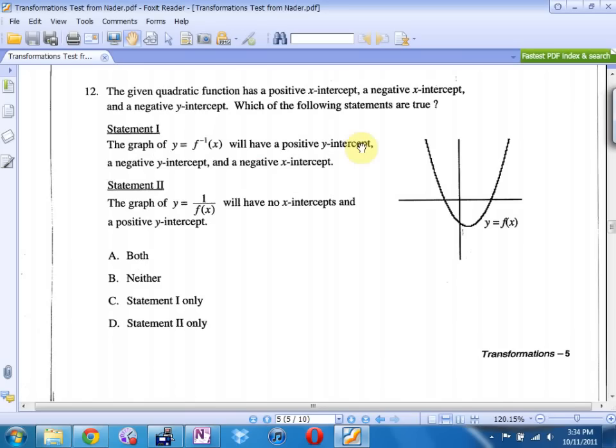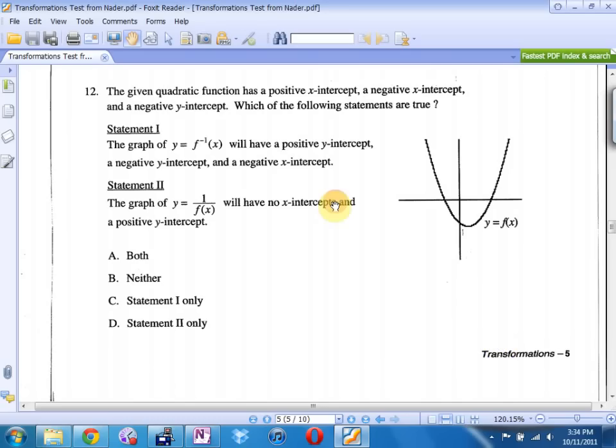If it has no x-intercepts. Oh, the reciprocal. I'm sorry. The reciprocal will have no x-intercepts and a positive y-intercept. I thought this was inverse. I read too fast. Let's look at what the reciprocal would look like. Well, there would be vertical asymptotes right there and right there, so there would be no x-intercepts. Anywhere 0 high would become an asymptote. So this first line is true.